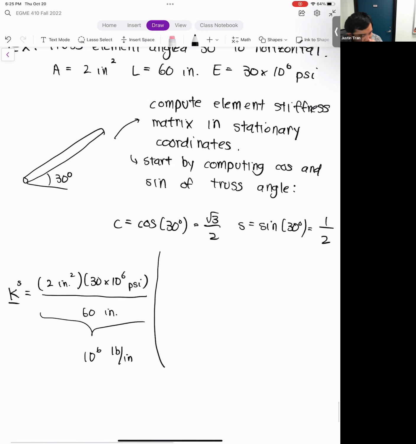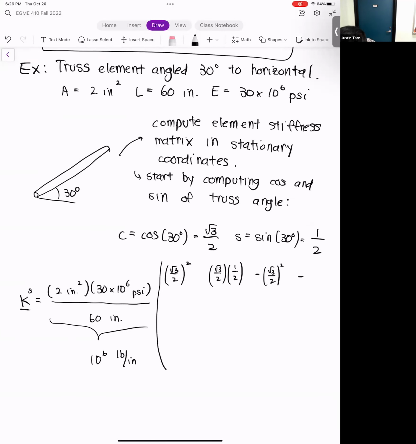So in the top left, we have cosine squared, which is √3/2 squared. Next, we have cosine times sine, which is √3/2 multiplied by 1/2. Next, we have √3/2 squared with a negative sign out in front, because that's minus cosine squared. And then we have a minus cosine sine, so minus √3/2 times 1/2. So that's the first row in the matrix.